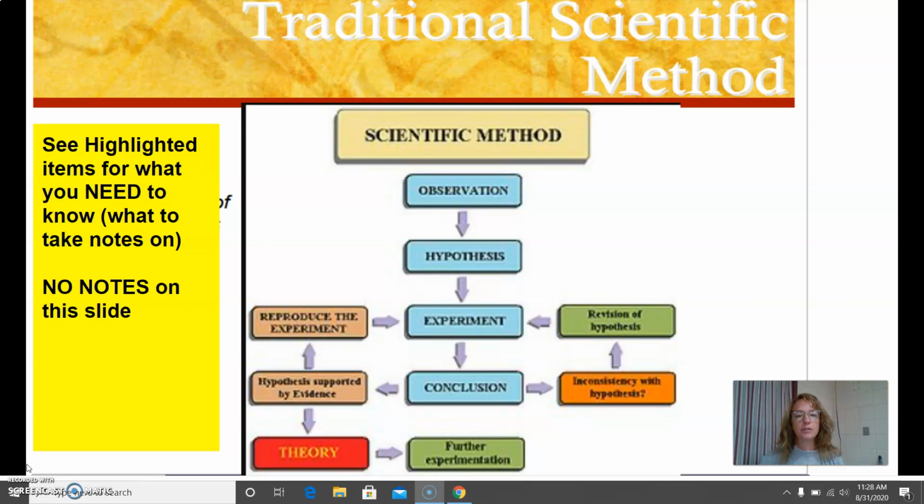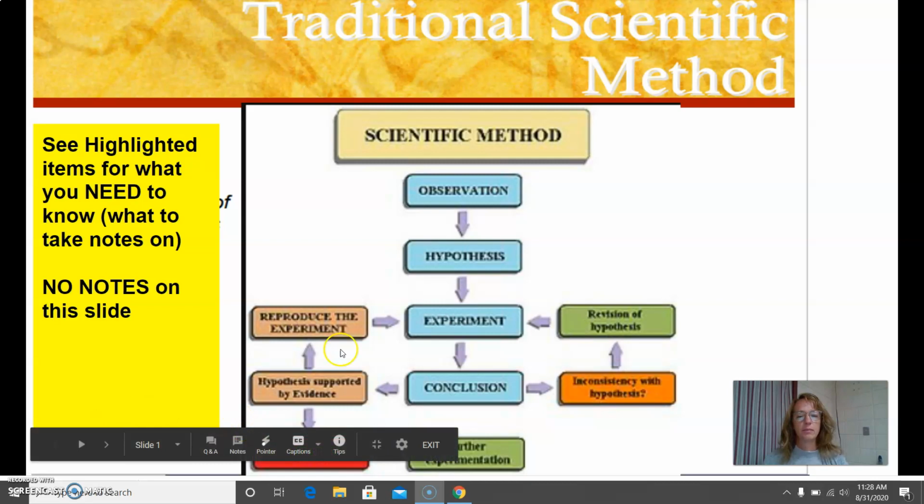This first slide shows you a traditional scientific method. This should be old news. I know that my students started learning about this in about second grade, or my kids, so hopefully this is all review. However, I am going to add some fancier words that I think as a 10th grade student you need to know the definitions of. So here we go.